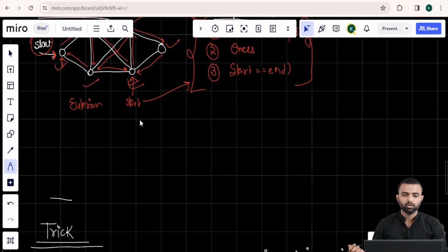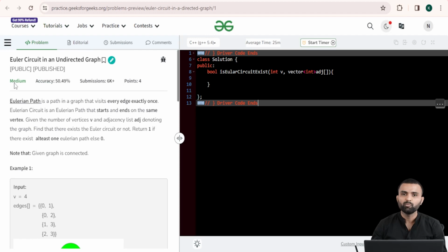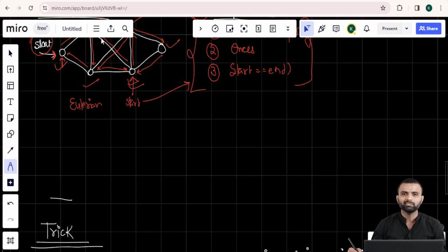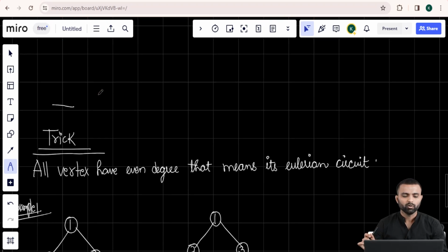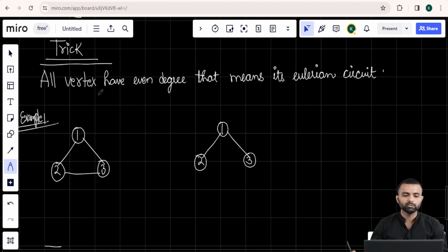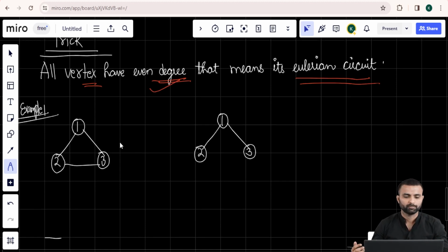Now, it's a medium level problem, but it's a very simple problem if you understand till now. The trick is very easy, but to crack it is a little bit complex. The trick to solve this question is within 2-3 lines: all the vertices have even degree. That means it follows the property of an Eulerian circuit. Let's check whether it's working fine or not.